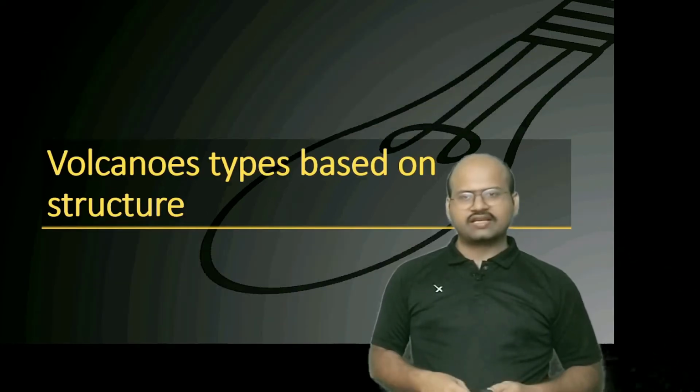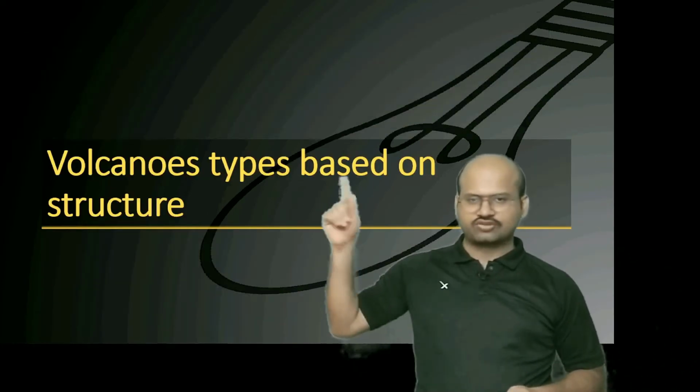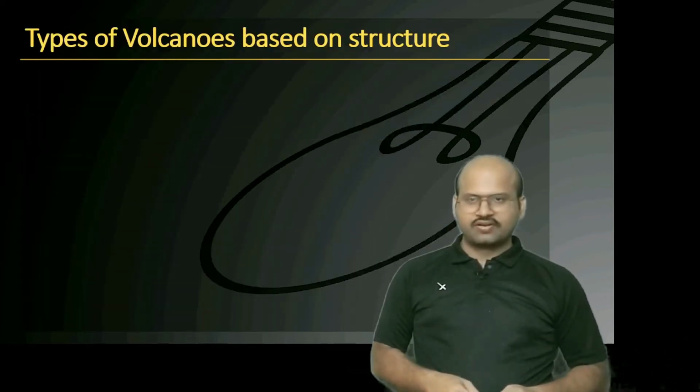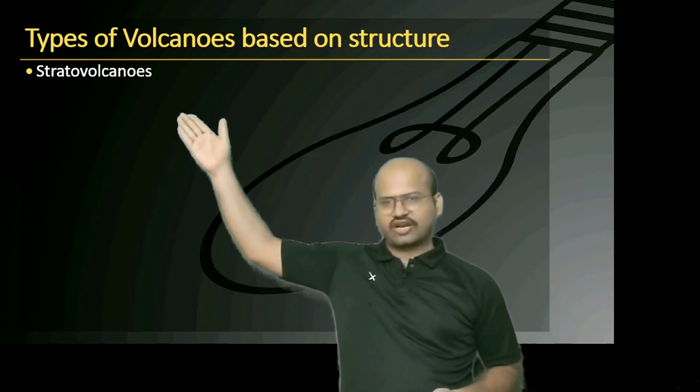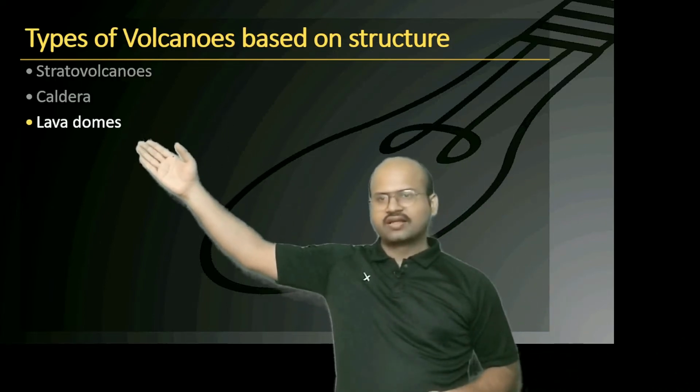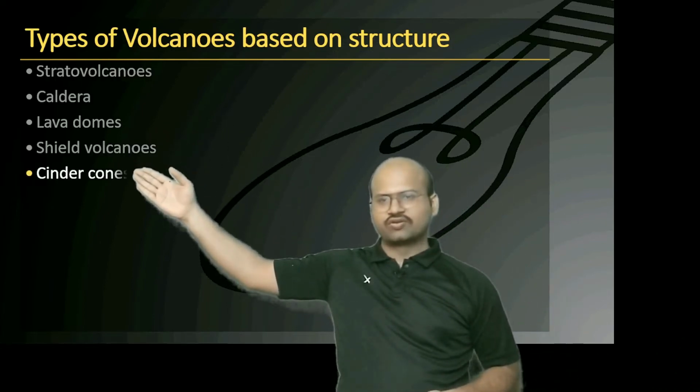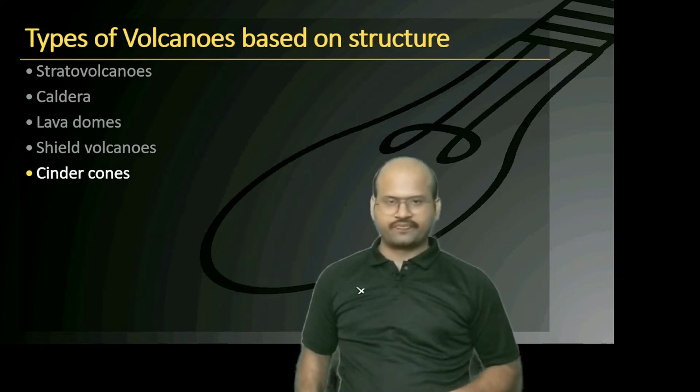Now let's see classification of volcanoes based on their structure. Based on the structure, we can classify volcanoes into different types. First is stratovolcanoes, caldera, lava domes, shield volcanoes, and cinder cones. Let's see each of them one by one. We will begin with stratovolcano.